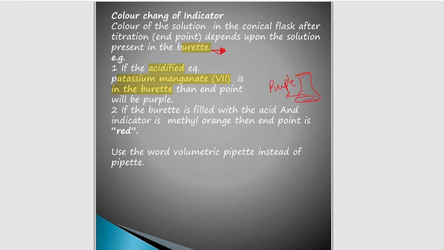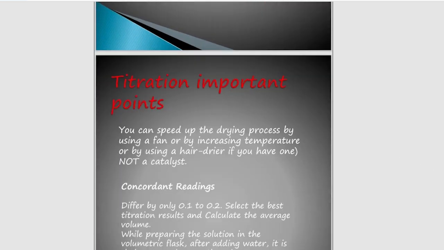If the burette is filled with the acid and the indicator is methyl orange in the conical flask, then at the end point the color will be that of the acid, which will be red. Use the word volumetric pipette instead of simple pipette. Remember, do not use a simple pipette, use the word volumetric pipette.